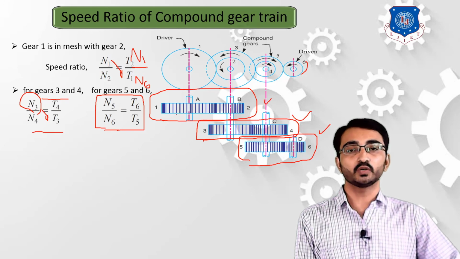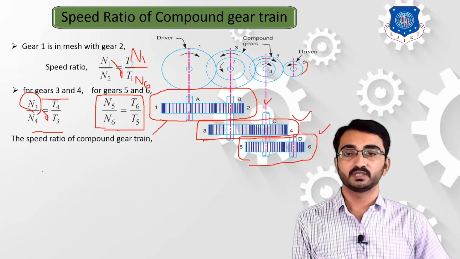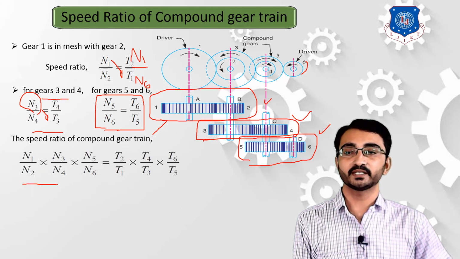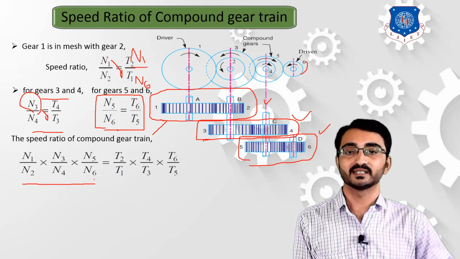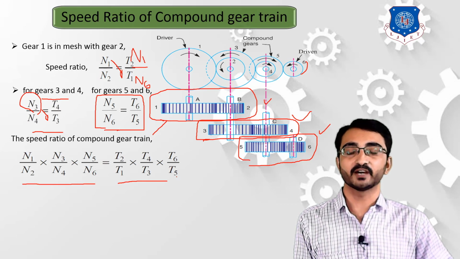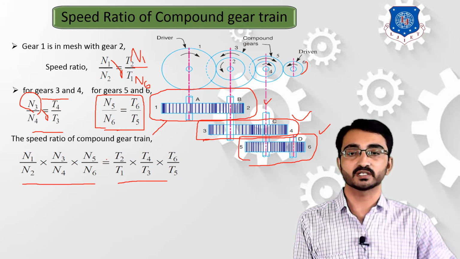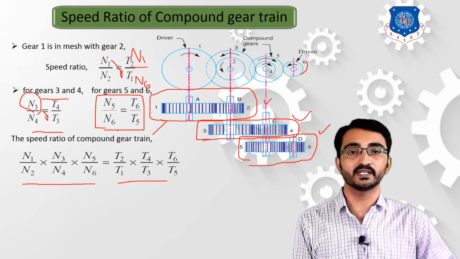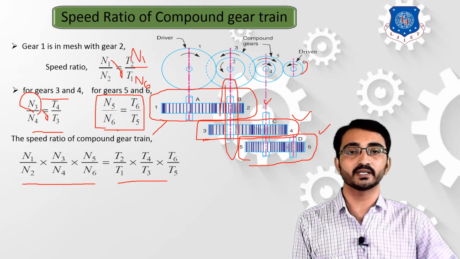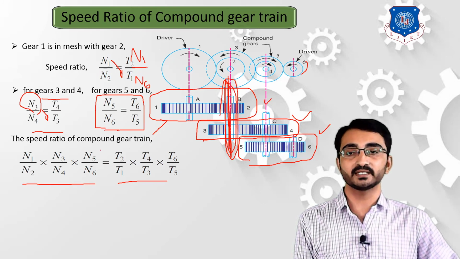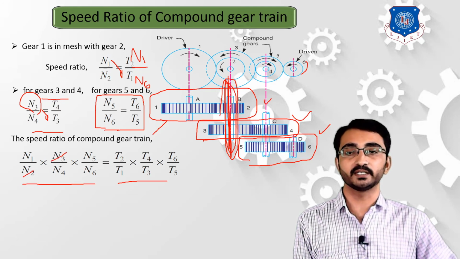Now if you want to derive the equation for driver to driven, in that case we have to multiply all these equations. So N1 by N2 into N3 by N4 into N5 by N6 is equal to T2 by T1, T4 by T3 into T6 by T5. That we can write down from these 3 equations. Now in this equation we can refer that the speed of gear 2 and gear 3, they both are mounted on single shaft. So the speed of this shaft will be common. Over here we can consider that N2 is equal to N3.